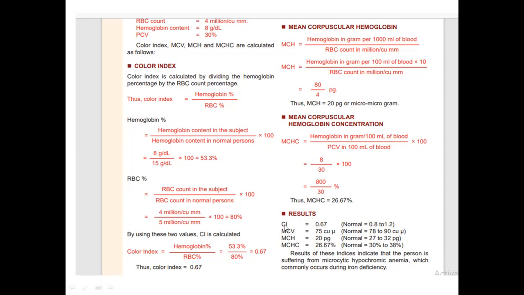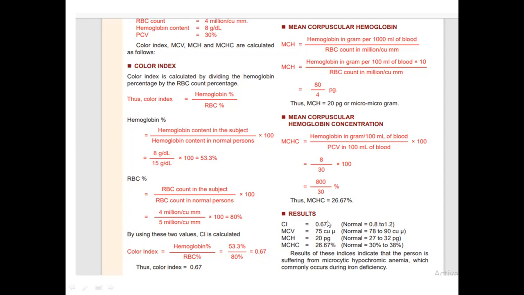Now, if you compare that color index with the normal color index, which is 0.8 to 1.2, is that patient normal or does he have a decreased color index? It's normal. So the color index would be normal because it falls within the normal range. So that blood will be normochromic, normal color. It will not be hypochromic like the patient that has 0.67.